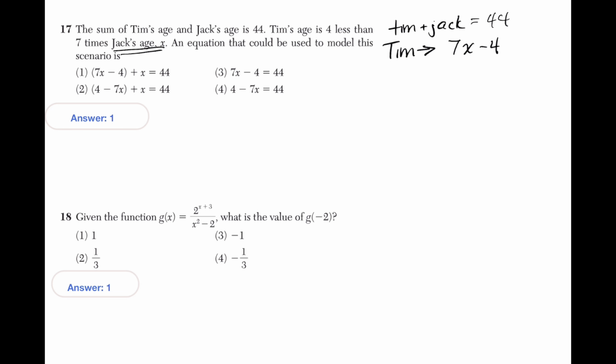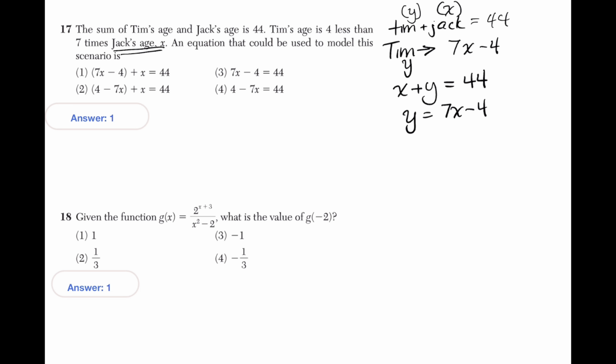Okay, so I need to rewrite all this in a way that makes sense. Jack's age is going to be x, and Tim's age I'm going to make y. That's the part that bothered me when I first started thinking this through: I had to keep retranslating it in a way that made sense, and that's what can make this very tricky. So I could rewrite this as x plus y is equal to 44. And Tim, remember, Tim is y. y is equal to 7x minus 4. So that's just me setting up a system of equations.